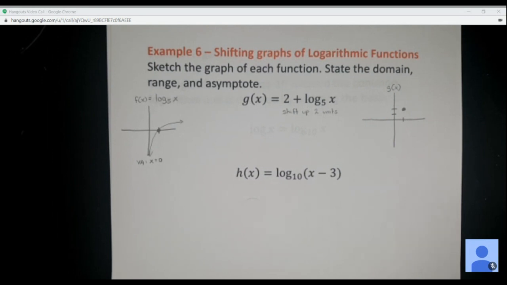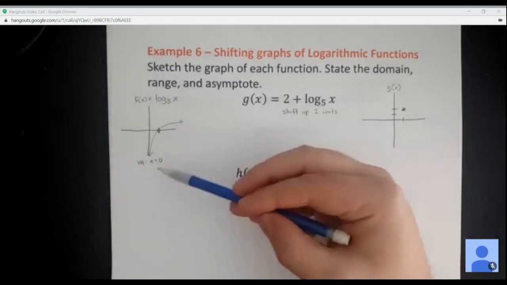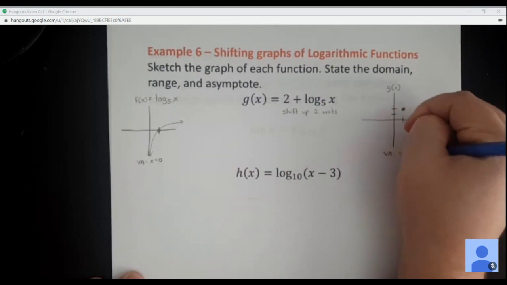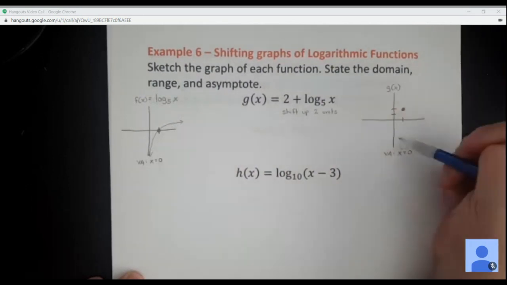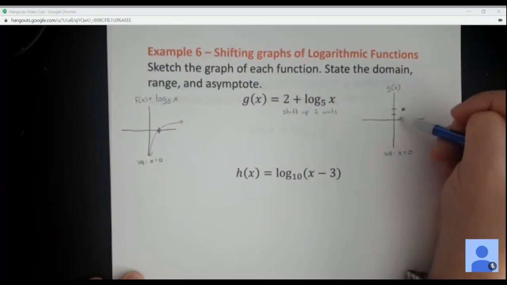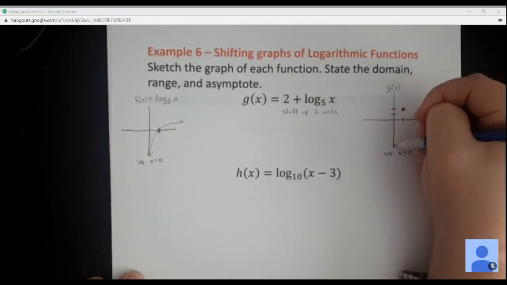It's the same. Good, right? So shifting this graph up is not going to change where that vertical asymptote is. So we're still going to have a vertical asymptote at x equals 0, right? So we're still going to be approaching the y-axis here. We just need to make sure we're going through this point, which means we're going to cross the x-axis somewhere between 0 and 1 this time.